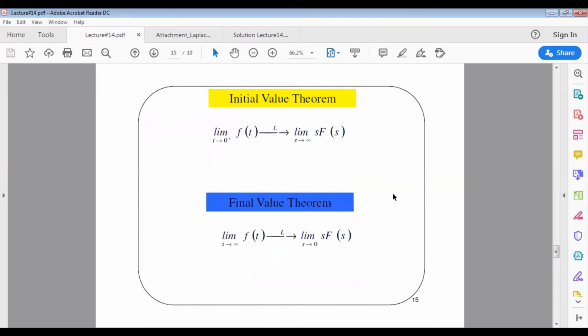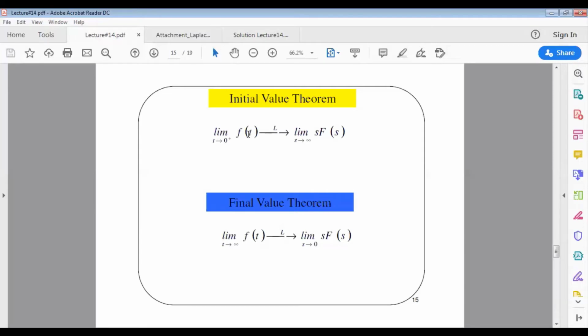These are the last two properties to be learned in this lecture 14, the initial value theorem and the final value theorem. What is meant by the initial value theorem and the final value theorem? For the initial value theorem, you can find the initial value of a time domain function. Looking at this equation, the limit of t approaching 0 of f(t) is f(0), the initial value, where t equals 0.